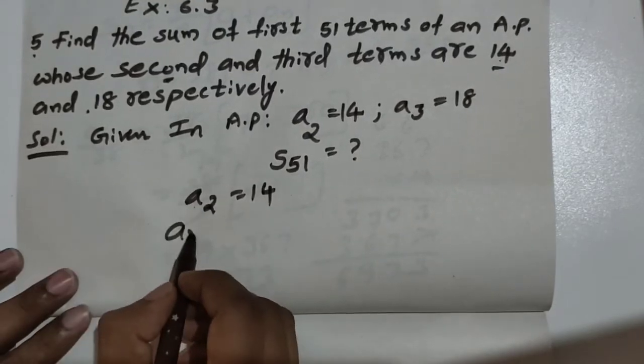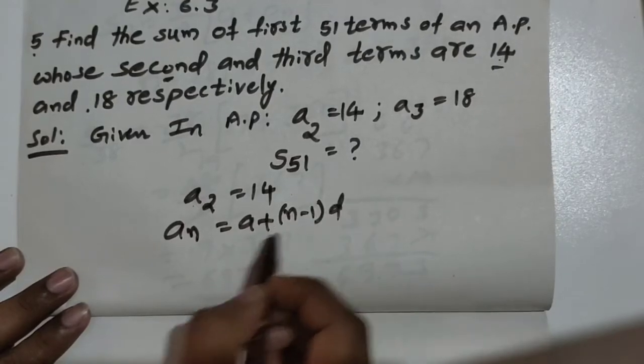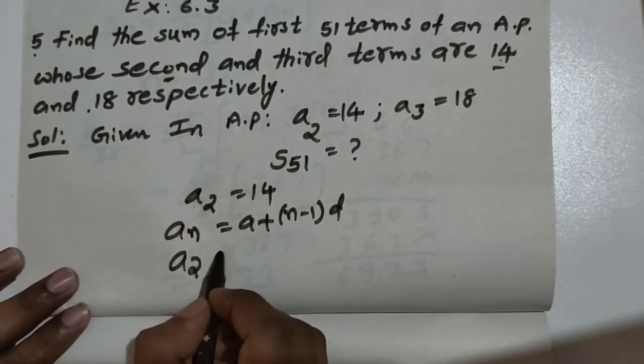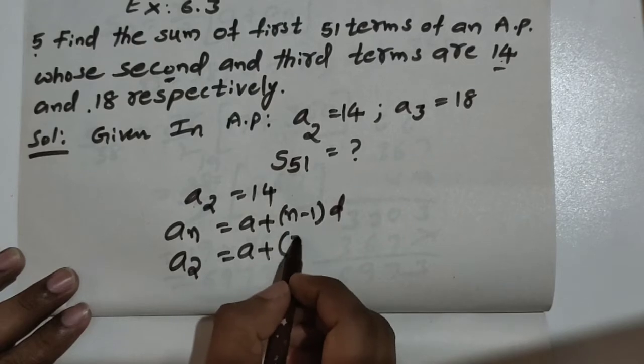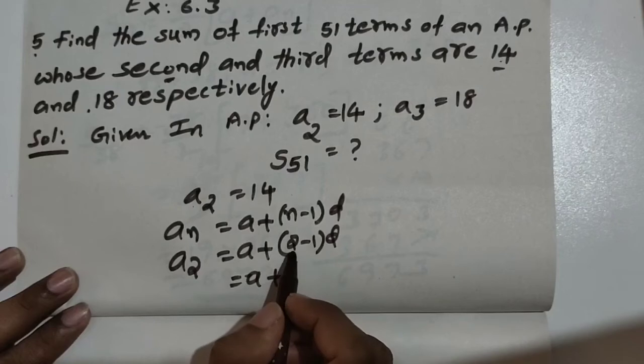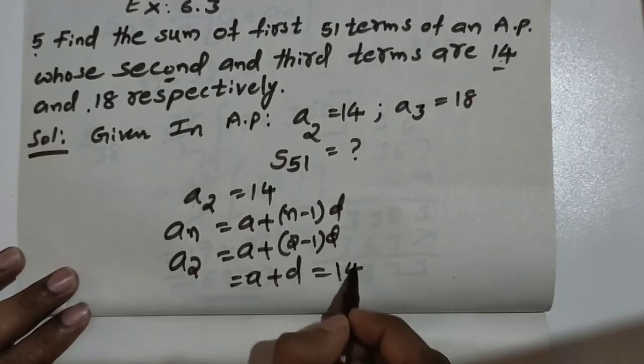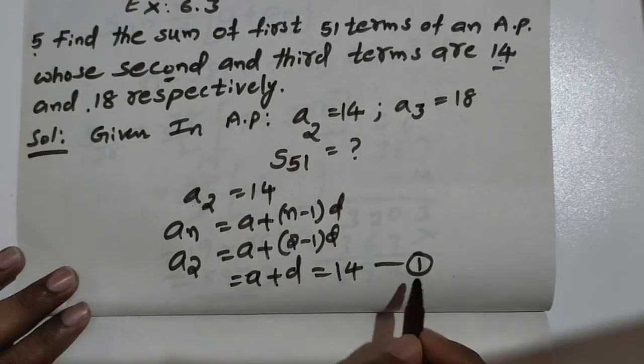So by applying the an formula, a plus n minus 1 into d, we can write a2 is equal to a plus 2 minus 1 into d. That is a plus d. It is given as 14. See equation 1.